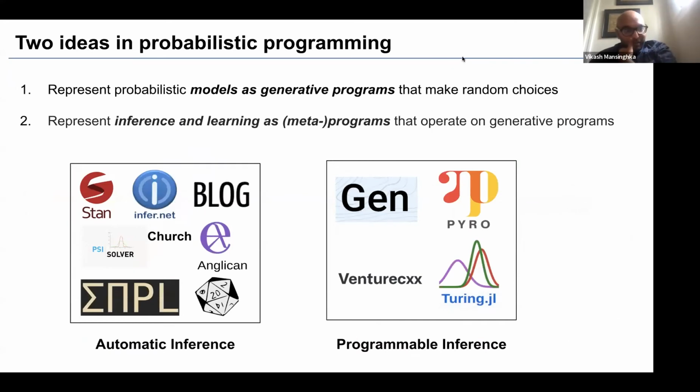Now, for people who maybe aren't familiar, I think there are two key ideas in probabilistic programming that are important to keep in mind. The first is that we're going to represent models as generative programs that make random choices. So not just as networks or circuits, but as executable code. And the second key idea is that we're going to represent operations of inference and learning as metaprograms that operate on generative programs, and sometimes also produce generative programs as their outputs, as in structure learning, which we'll see in just a minute. There are two broad categories of probabilistic languages to keep in mind. Many people have focused on probabilistic languages that attempt to provide automatic inference. But there are also other languages that attempt to provide programmable inference and target a much broader range of problems. You'll see some examples of both in this talk.